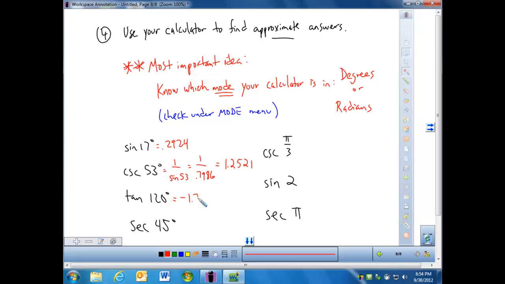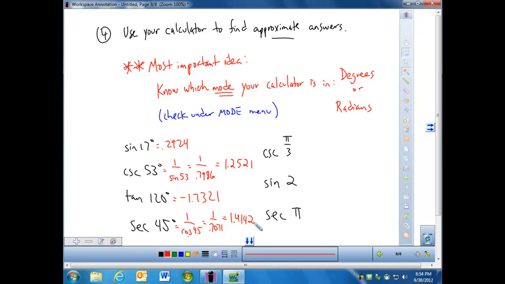Here you get a negative value for your tangent, because remember 120 degrees is up there in the second quadrant, and since your x value is negative, y divided by x is going to give you a negative tangent. Again, we're using reciprocal functions here. So the cosine of 45 degrees is 0.7071. Reciprocal, that's going to be 1.414.